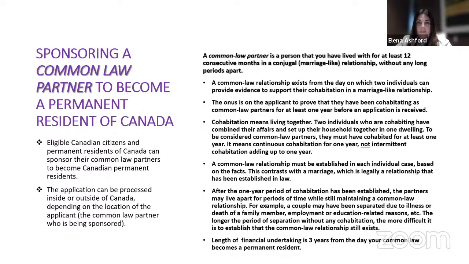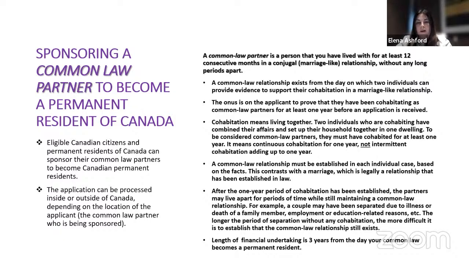So every application in this situation will be assessed pertaining to the specific application, the facts, and with respect to supporting documentation. These applications are more voluminous than the spousal sponsorships, where you're attaching the marriage certificate. So here you have to prove on paper, submit evidentiary proof that you have been cohabitating together for 12 months.